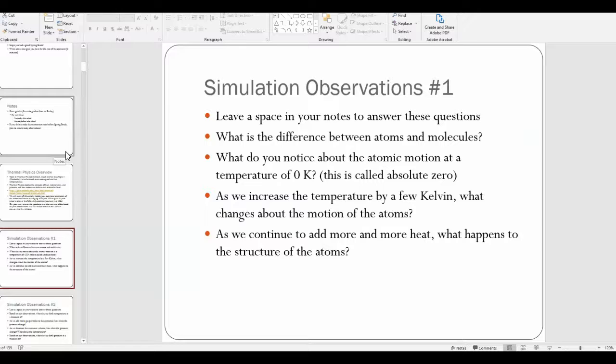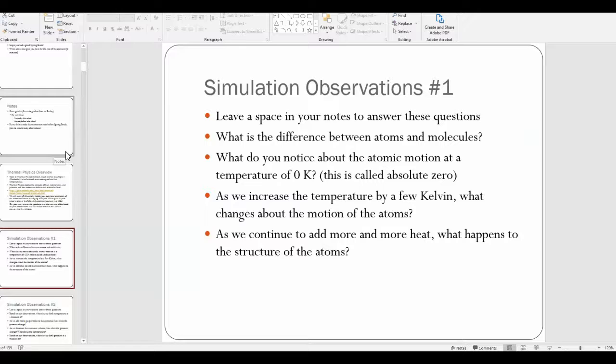And by the way, people are asking, how do you get to 0 Kelvin? There's a temperature switch on the simulation, and so if you just pull it down to cool, if you cool it down enough, you can eventually get the temperature to 0 Kelvin. Okay, so that's how you get to 0 Kelvin.